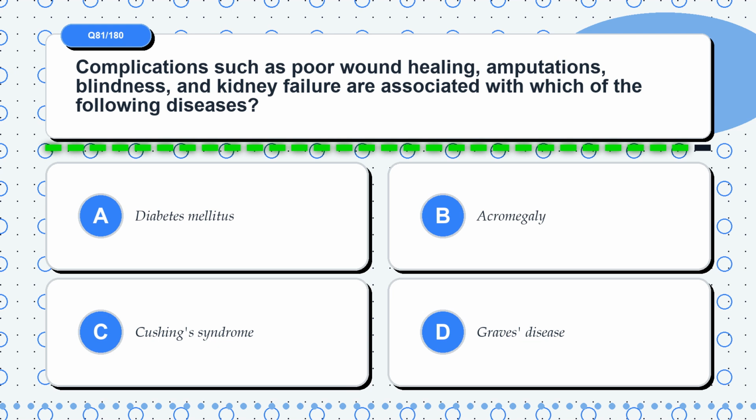Question 81. Complications such as poor wound healing, amputations, blindness, and kidney failure are associated with which of the following diseases? Here are the options. Option A, diabetes mellitus. Option B, acromegaly. Option C, Cushing's syndrome. Option D, Graves' disease.